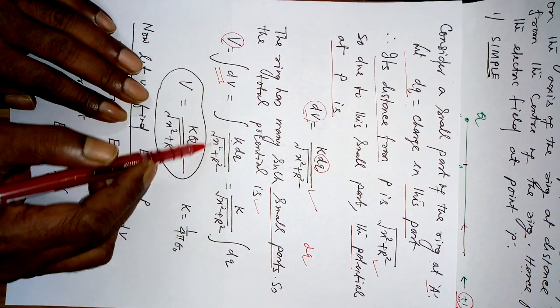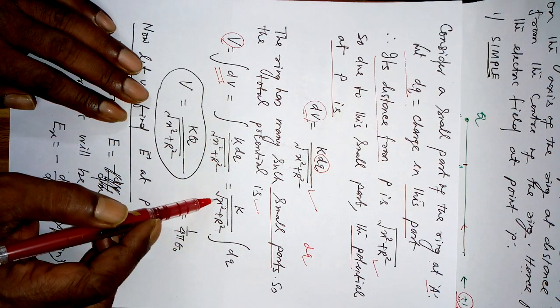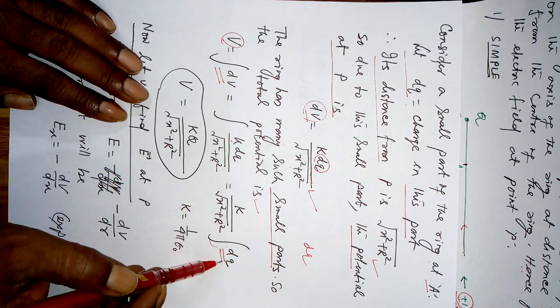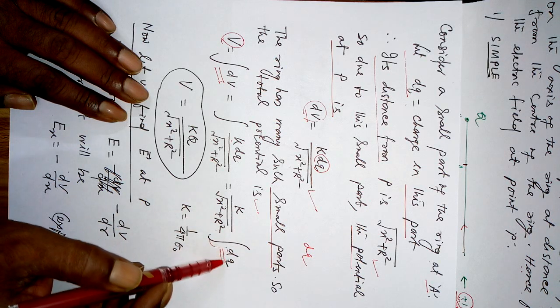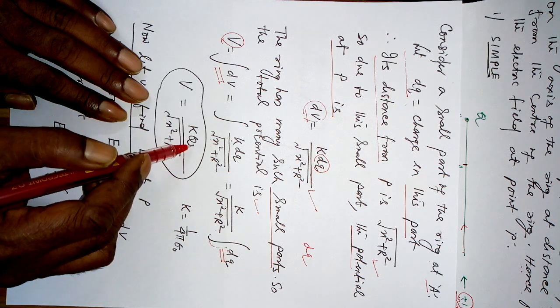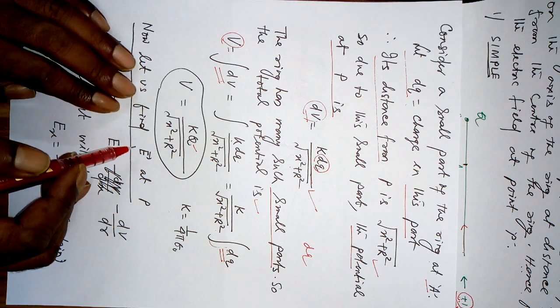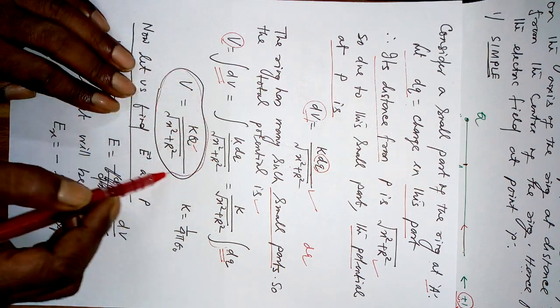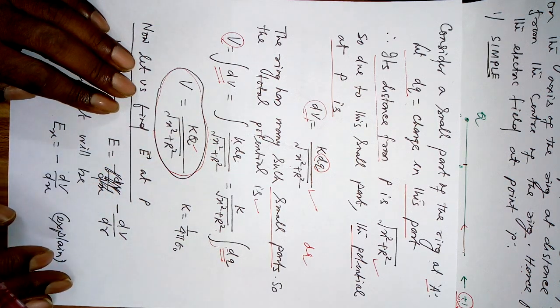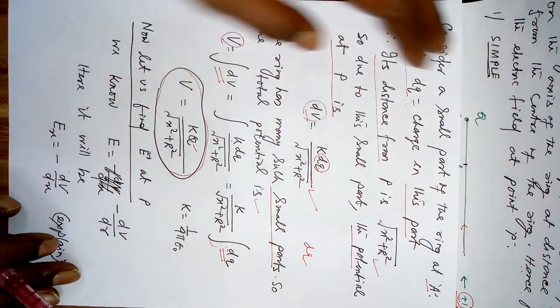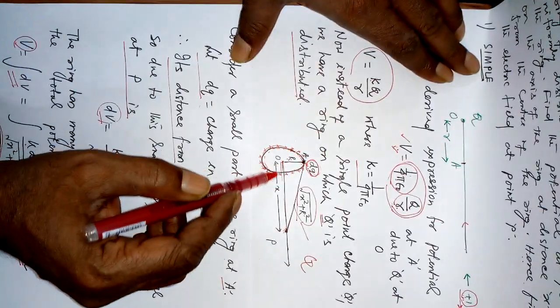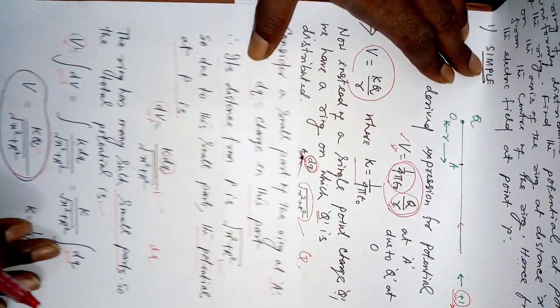K is a constant, this distance is a constant, so it is taken out of the integration, so I am left with dq. The integration of dq is the total Q, capital Q, that is on the ring. So this is the electric potential due to the ring at a distance x from the center of the ring, at point P.